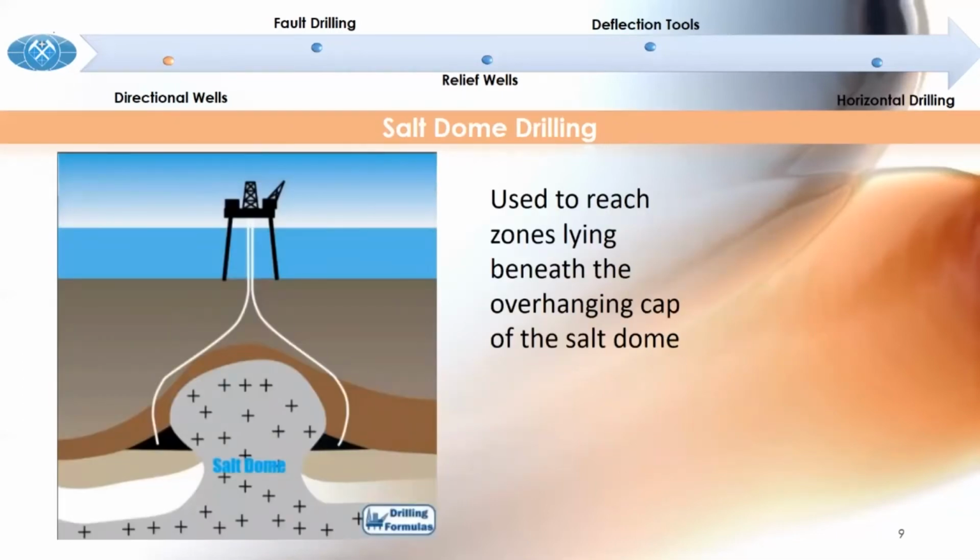Sometimes oil and gas deposits are located close to salt domes, which are not very convenient for drilling. So we use directional drilling to avoid the salt dome and to reach zones which are lying beneath the overhanging cap of the salt dome.